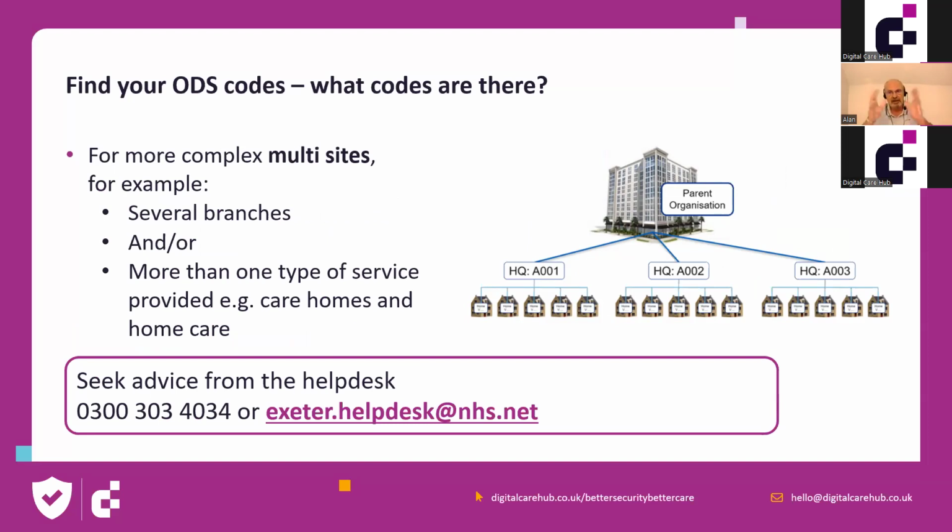So if you've got one parent organisation and a number of separate branches, different types of service, etc., so you might be providing care homes and home care, then it gets more complicated because it relates to how you're registered with CQC and how you're registered at Companies House, etc. So it would be advisable to seek advice from the help desk. Again, the number and the email information is on the slide there for you to inquire how best to work with that. And it may be possible that you have to complete more than one DSPT, depending upon how the organisation is structured.